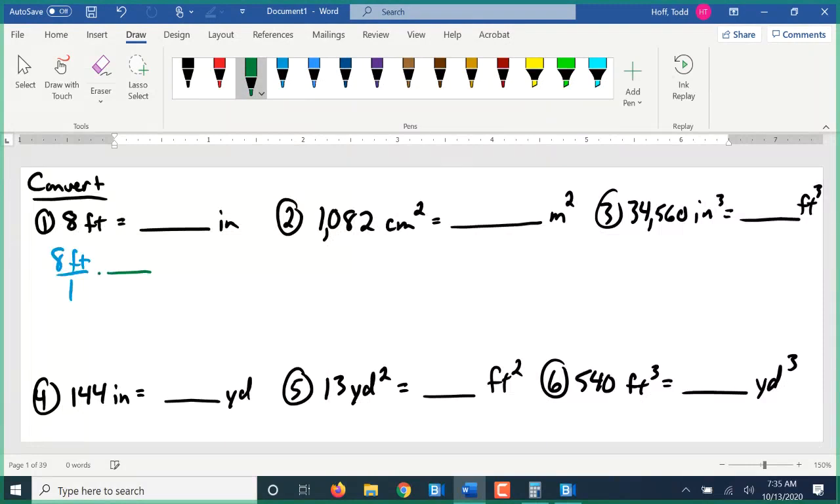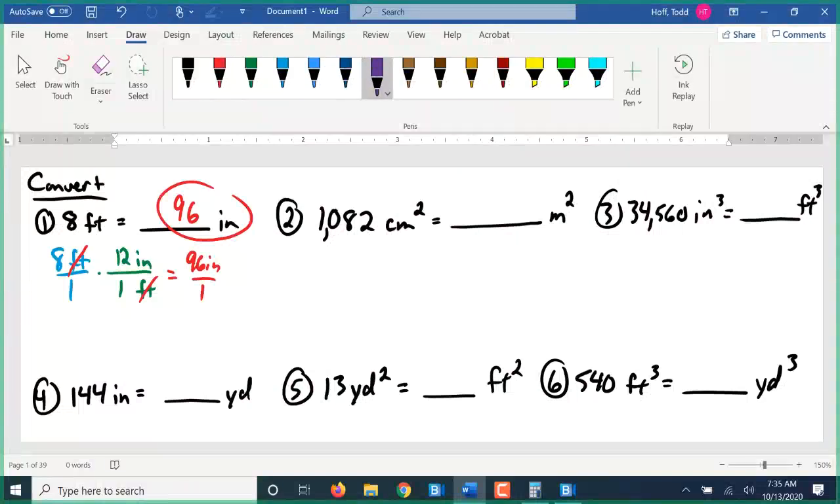So we put the 8 feet over 1. We're going to put feet on bottom, inches on top. 1 foot is 12 inches. The feet cancel out. 8 times 12 inches is 96 inches. And 1 times 1 is 1. So 96 inches divided by 1 is just 96 inches.